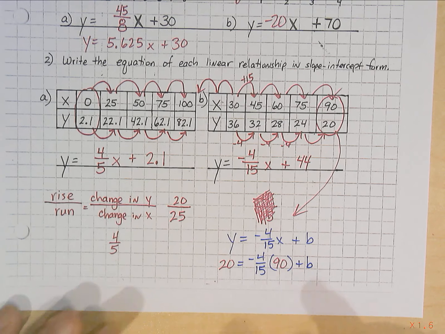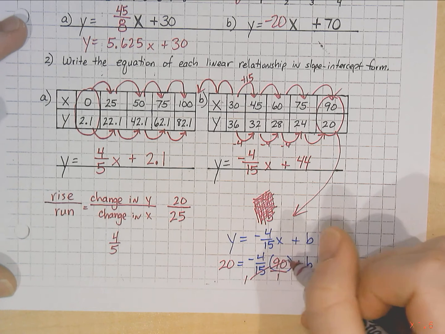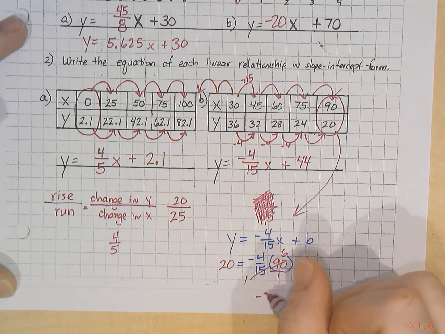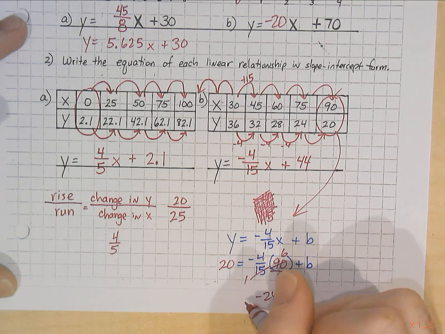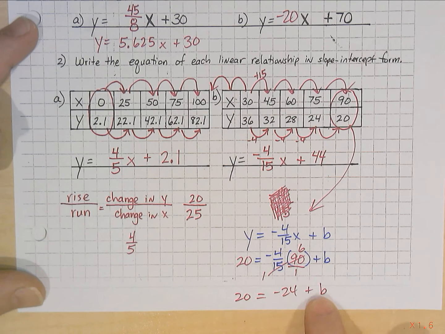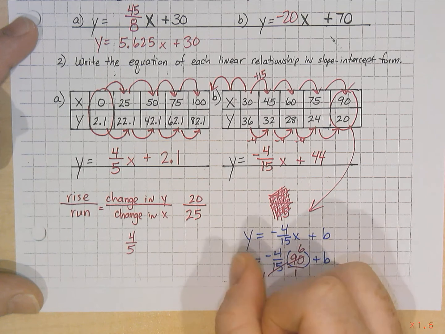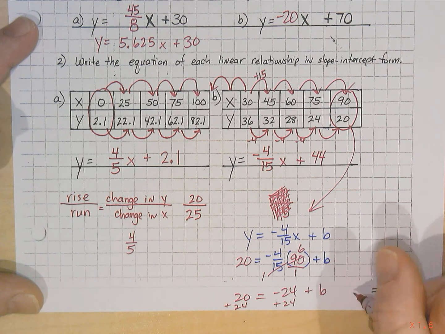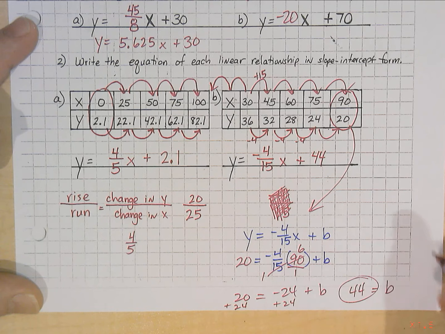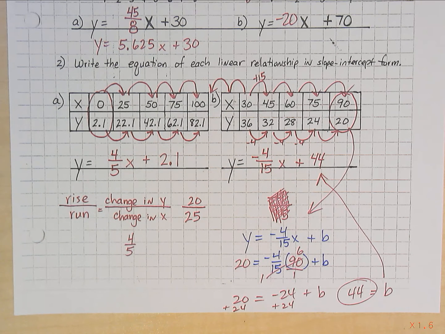If I go ahead and solve this, this would be negative 24 plus b equals 20. This is a one-step equation. I add 24 to both sides to get rid of that here, and b equals 44. And that is my y-intercept. So that's another way of finding your y-intercept.